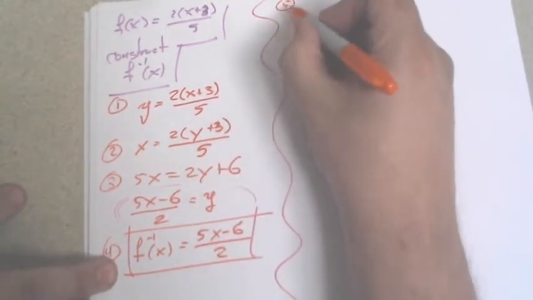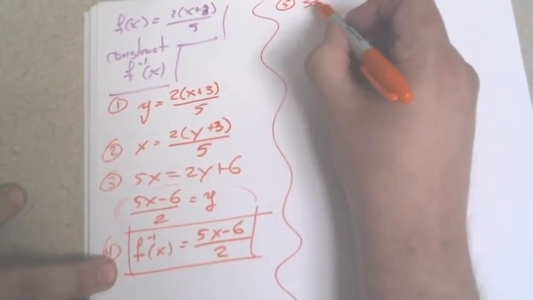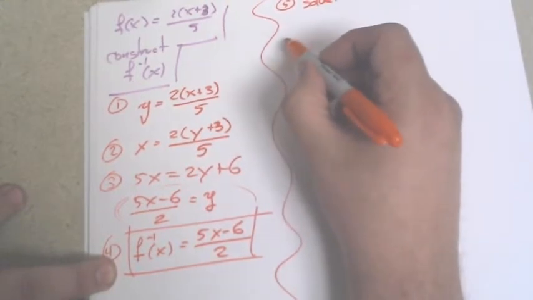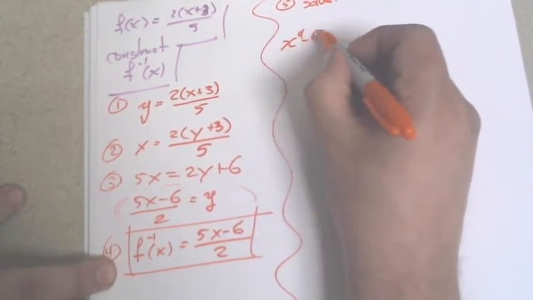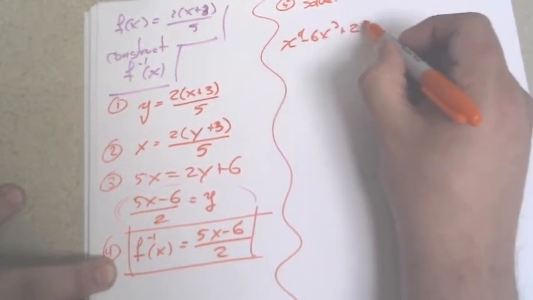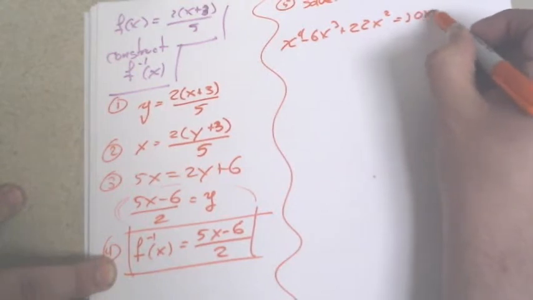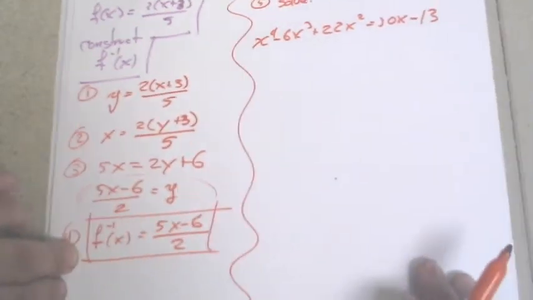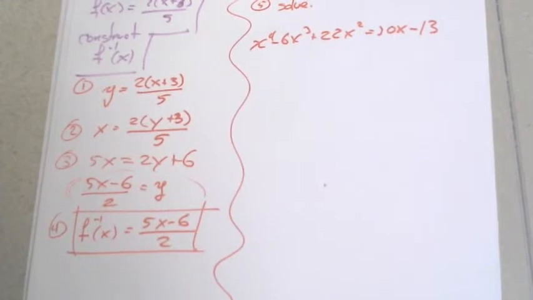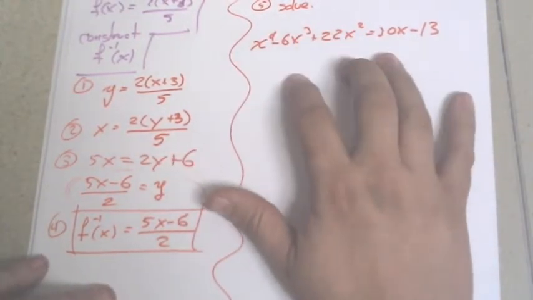Okay, number 5, solve. So we're solving x to the 4th minus 6x to the 3rd plus 22x squared equals 30x minus 13. Okay, that's certainly a big polynomial equation. Now be careful, we had a whole section, chapter 4, lots of chapter 4 was on factoring and manipulating polynomials. All of those polynomial manipulation tools really are so we can solve things like this.